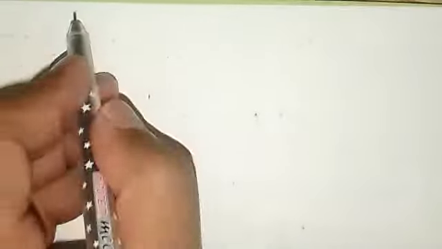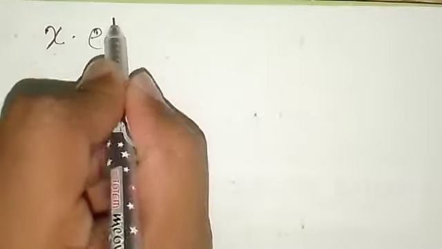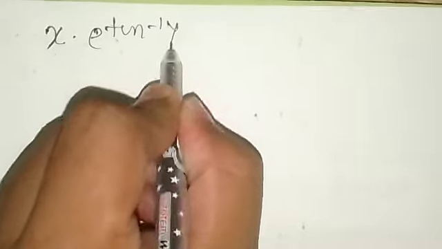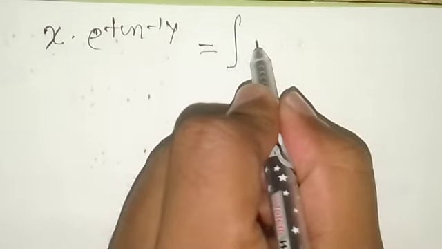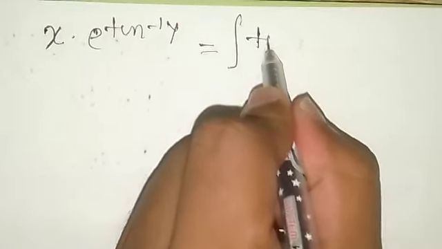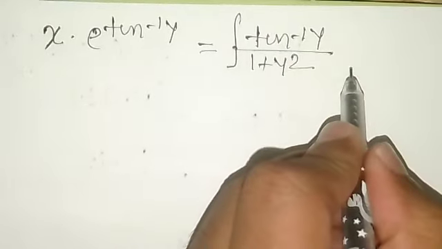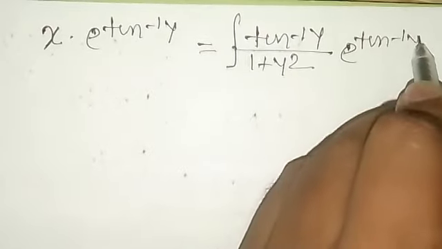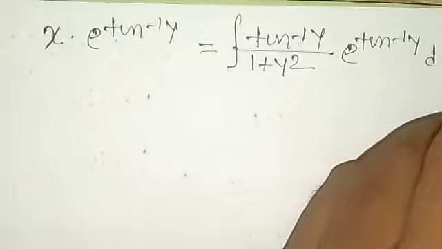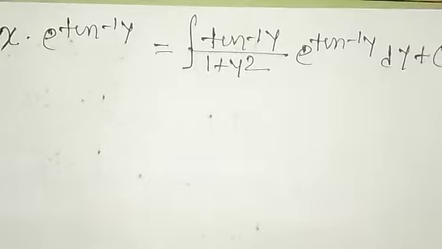We can write the equation: x times the integrating factor, e to the power of tan inverse of y, is equal to the integration of Q times the integrating factor dy. So Q is equal to tan inverse of y by 1 plus y square, times the integrating factor, again e to the power of tan inverse of y, into dy plus c. So this is your required equation.